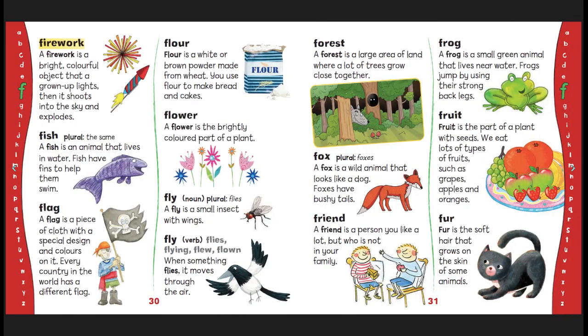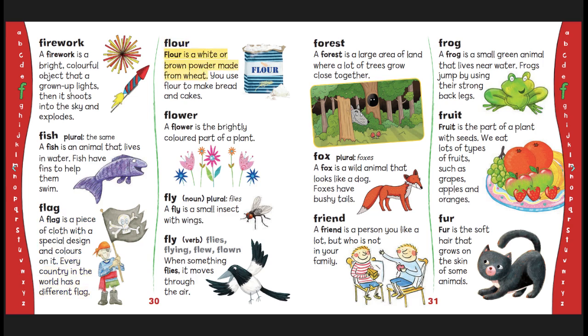Firework. A firework is a bright, colourful object that a grown-up lights, then it shoots into the sky and explodes. Fish. Plural, the same. A fish is an animal that lives in water. Fish have fins to help them swim. Flag. A flag is a piece of cloth with a special design and colours on it. Every country in the world has a different flag.